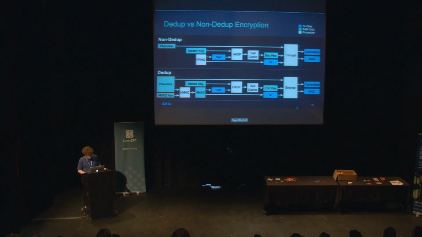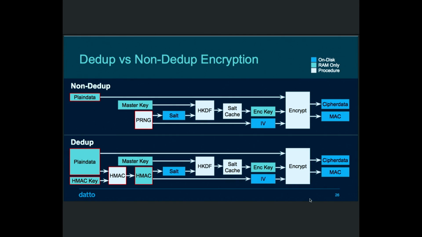So now, this is where you get your money's worth. This is the picture of how encryption is going to work completely, basically. I highlighted the parts that are going to be different in red. So for non-dedupe, you're just going to have the plain data, and then you're going to have the pseudo-random number generator generating your salt and IV. For dedupe, it's just slightly more complicated. We're going to be using this HMAC function to generate your salt and IV. But that's really the only difference. Other than that, everything's going to work kind of the same.